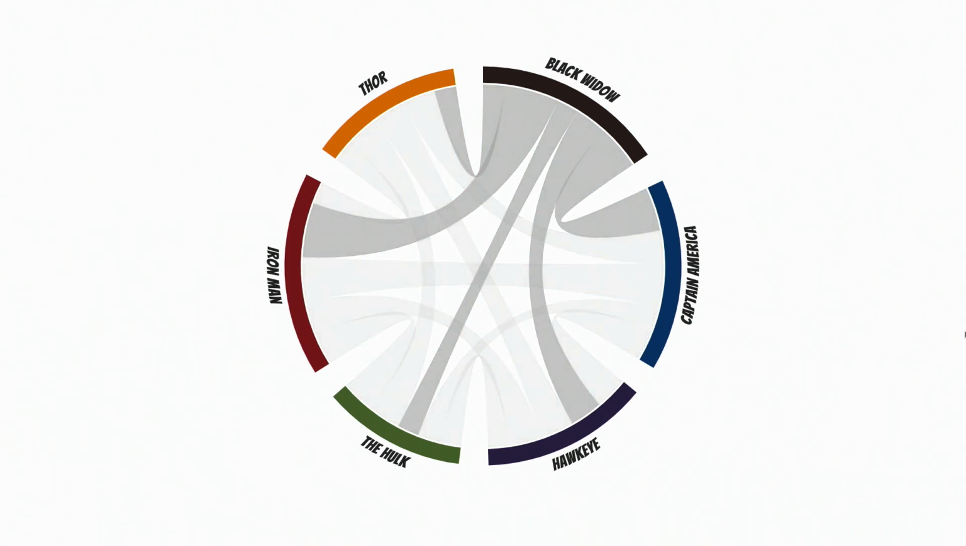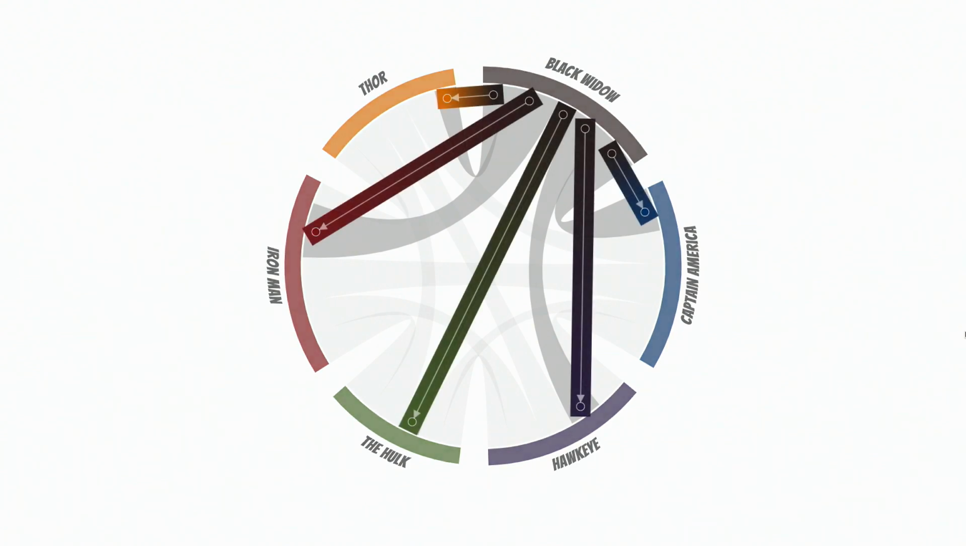So let me explain. We focus on Black Widow here. I wanted to fill these 5 chords with a gradient running from the color of one Avenger to the color of the Avenger at the other side, along these directional arrows. Something like this, but then inside of the chords.